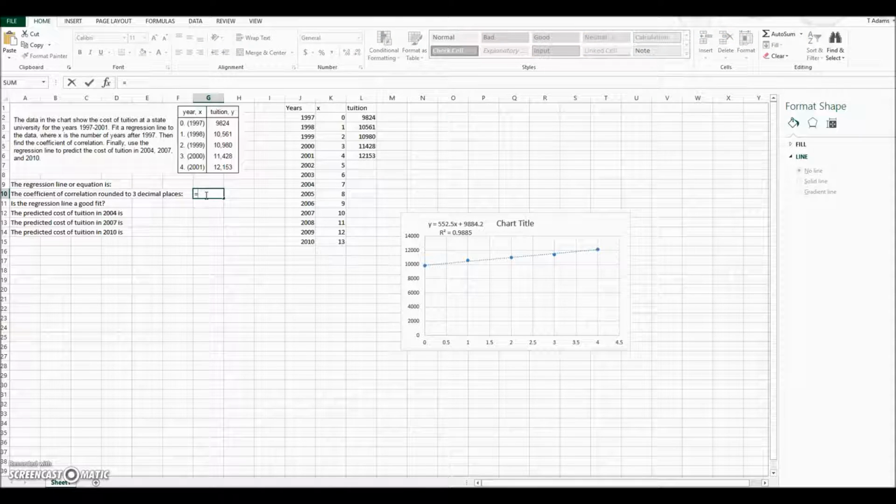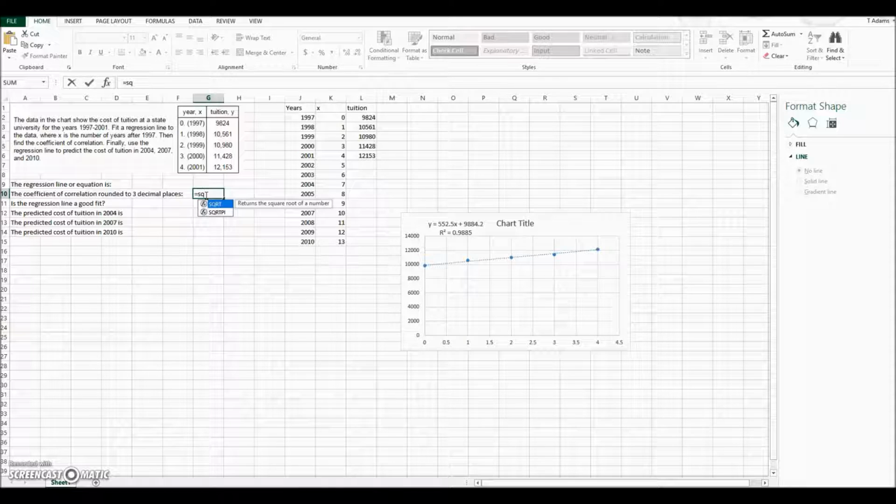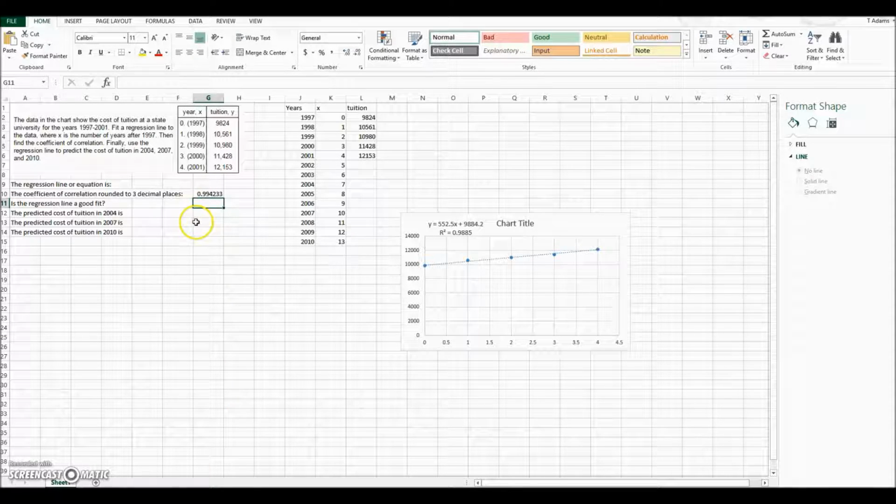I'll type equals to tell Excel that I want to calculate something, and the shorthand for square root, if you notice, I've typed SQ and it's telling me SQRT returns the square root of a number, and I'm going to put in 0.9885 that's given here. So here is our R value. The coefficient of correlation is 0.99. It's asking, is the regression line a good fit? Absolutely. Anytime it's close to 1 or -1, if it's a negative correlation.